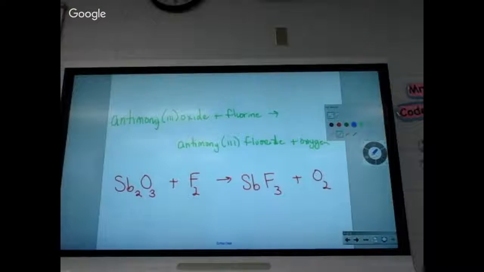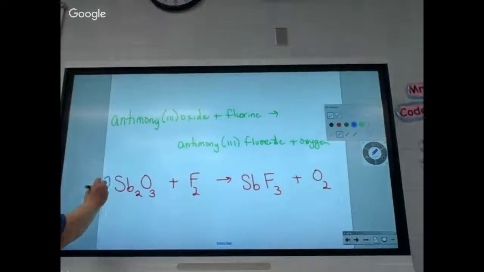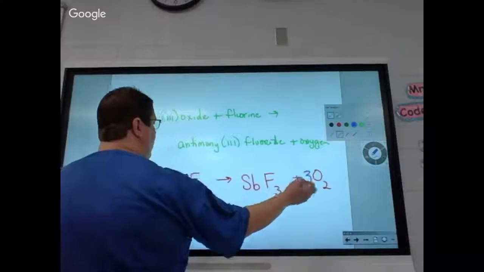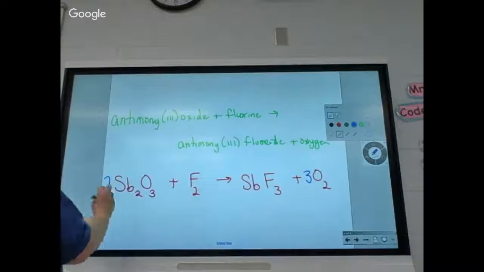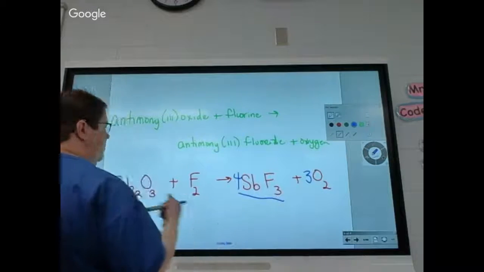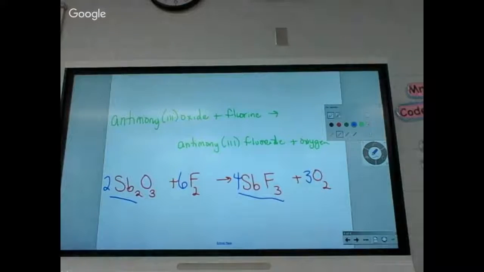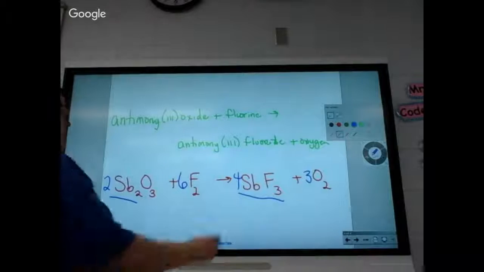Which element do you want to balance first? You tell me. I hear oxygen. How many O's are here? How many over there? So you want to put a what here? What do you want to put here? Okay. So how many Sbs do we make? What am I going to put here? How many F's did you make? What am I going to put here? Fabulous. Everybody with me? All right.